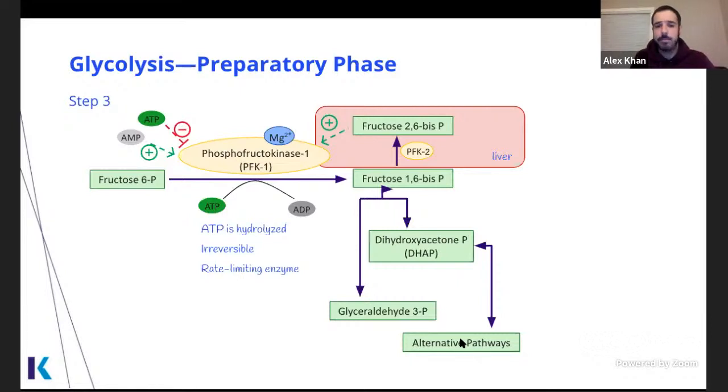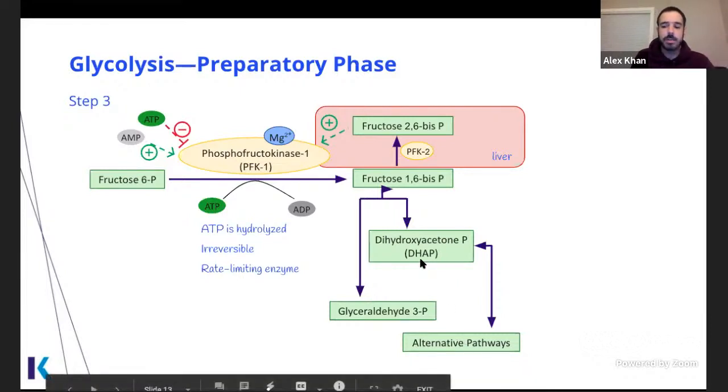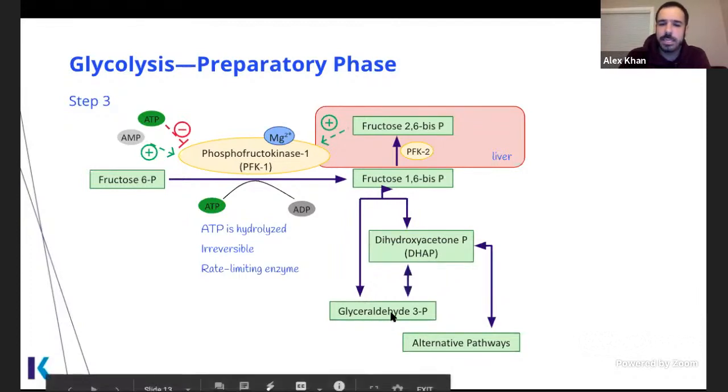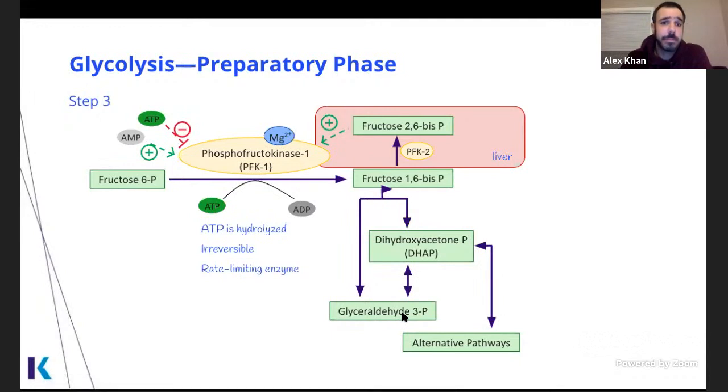If you don't want to do that, well, then there is another enzyme called glycerol 3P dehydrogenase. Don't worry about the name, not a really important one. It can then convert this DHAP into some glyceraldehyde 3-phosphate.